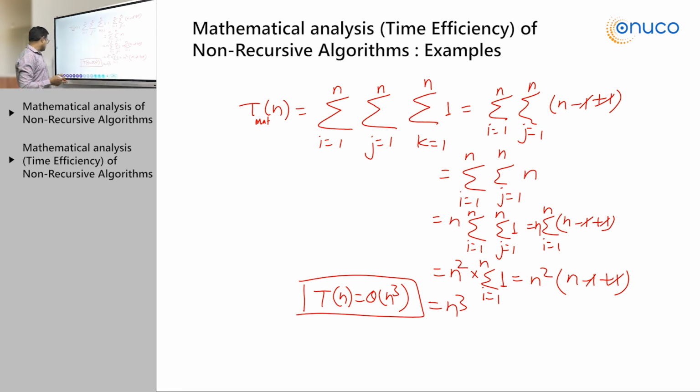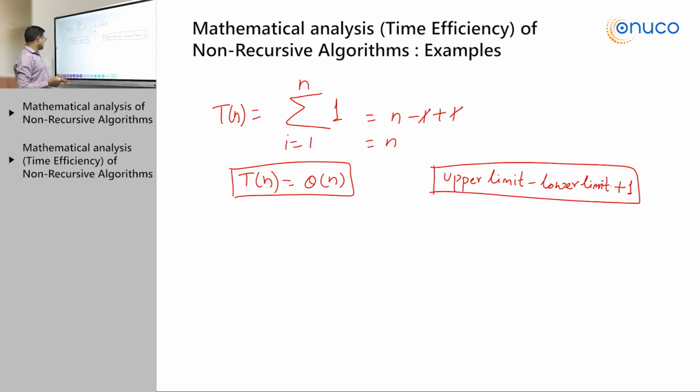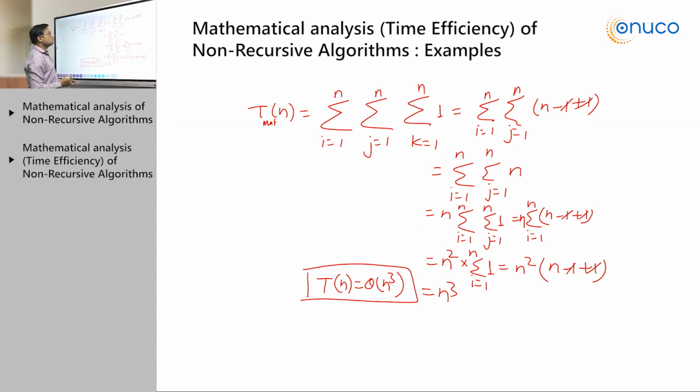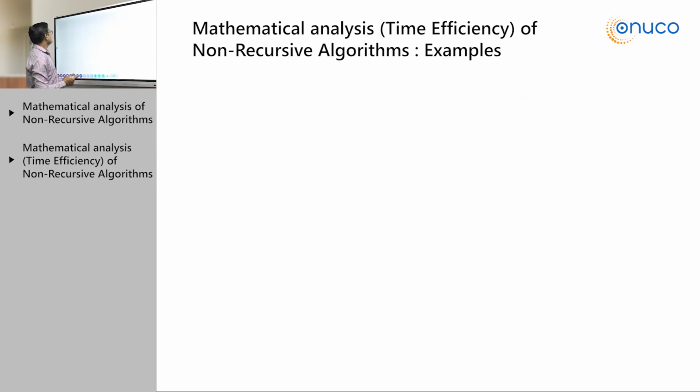And I discussed one more example there, finding the largest of elements. One for loop is enough to find the largest element, hence it is n. Matrix multiplication, just now we saw n cube, and for the uniqueness problem, the complexity is n square. So I believe you understood how to compute this time complexity for the given non-recursive algorithms. Now let us see one more example.